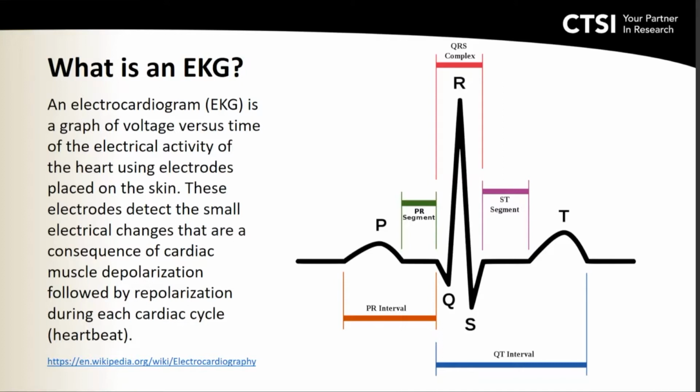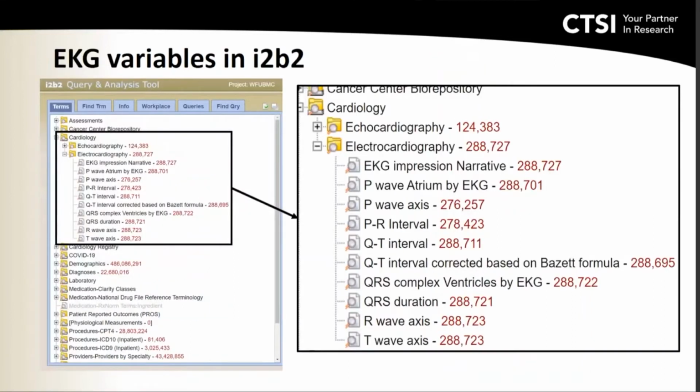So our goal with this project and getting EKG data into the electronic translational data warehouse was to embed as many variables as possible. So here you can see the list of variables that we have available to our researchers and investigators for EKGs. And that includes the impression or the narrative, which is the actual interpretation by the attending physician cardiologist. We have P-wave axis, PR interval, QT, the corrected QT, which is often used in clinical care, QRS duration, as well as the complex, as well as R-wave and T-wave axis.